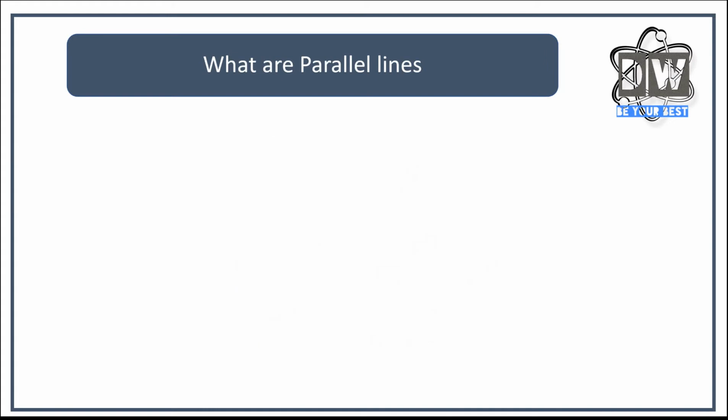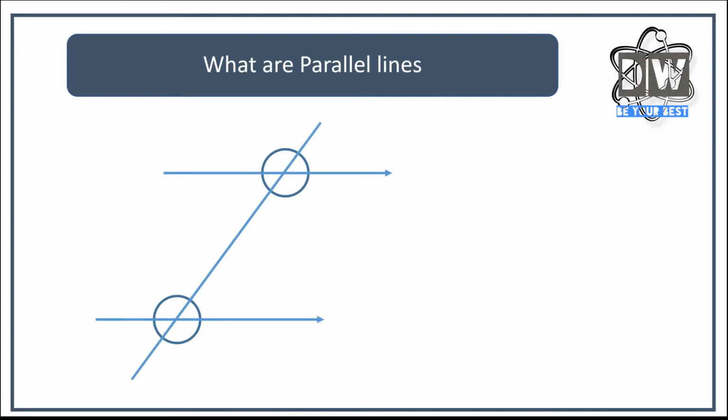What are parallel lines? Very simply, here are some parallel lines for you. You can see with the arrows, they're indicating these two parallel lines, and then there's one line which cuts through them. This is really important because if we use the information that we find from one set of lines, we can use it to find out information on the others.